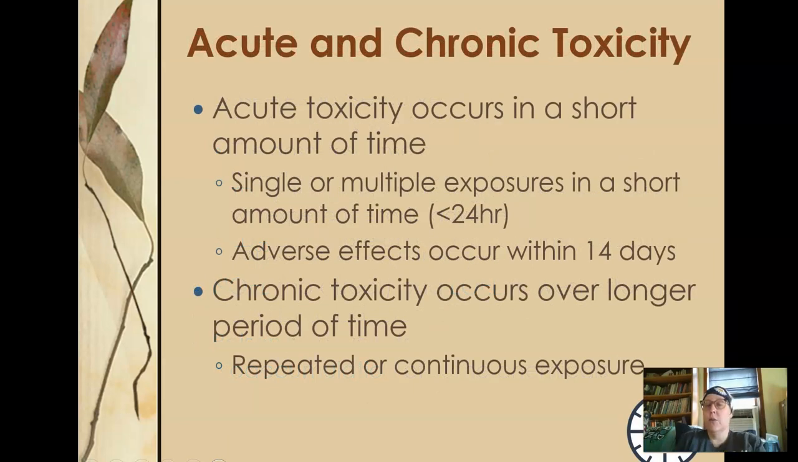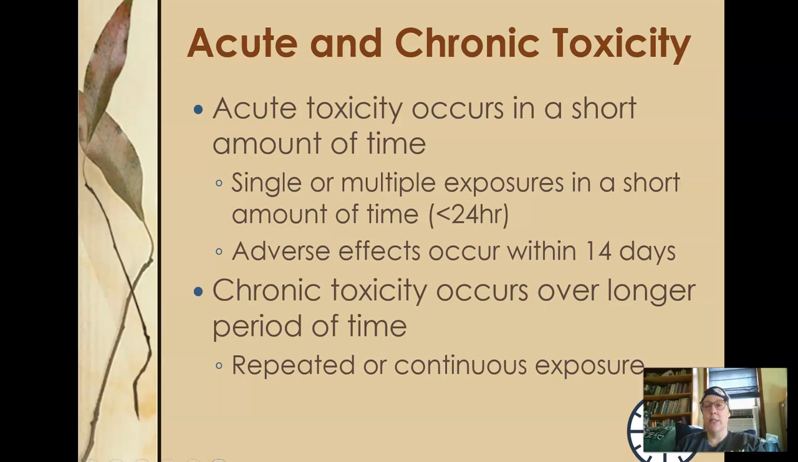All right, so then let's talk about acute and chronic toxicity. So obviously acute toxicity will occur in a short amount of time. It's usually a single or maybe multiple exposures in a short amount of time, which is defined as usually less than 24 hours, and the adverse effects occur within 14 days. It doesn't mean that it's going to take that long for the effects to happen. Sometimes the effects can happen almost immediately. For example, if you ever clean and mix anything that has bleach and ammonia together, that will create a very toxic chlorine gas. And you will know it right away, and that exposure, maybe through breathing it in, is going to be immediate, and you're going to see effects pretty quickly.